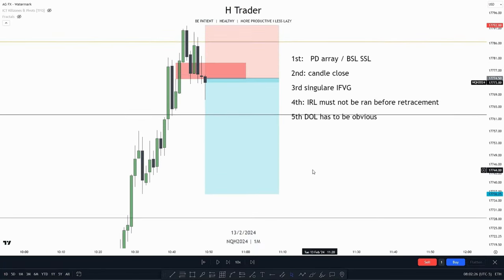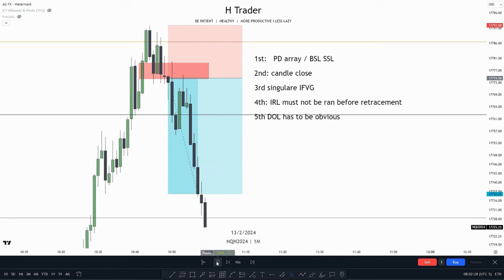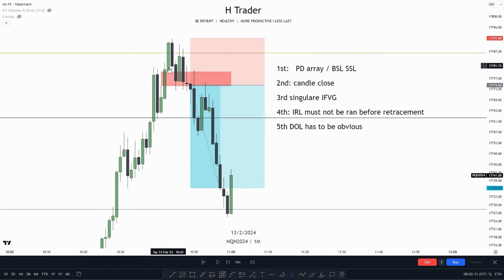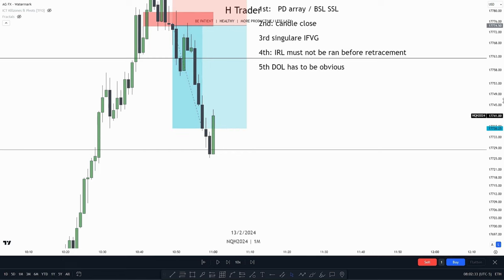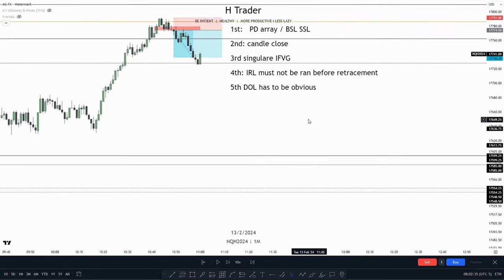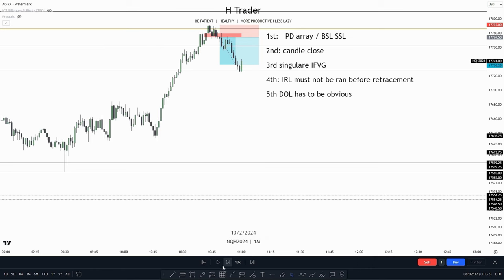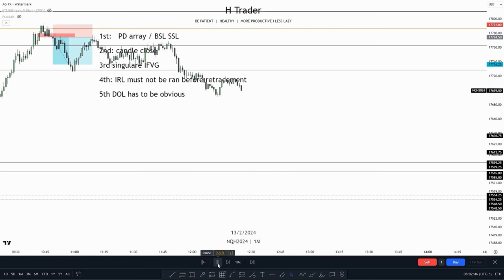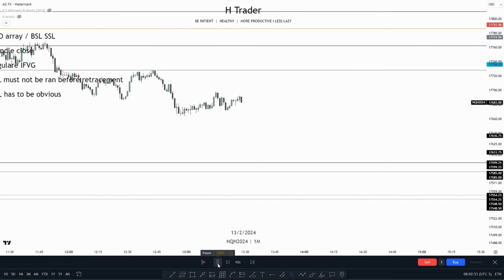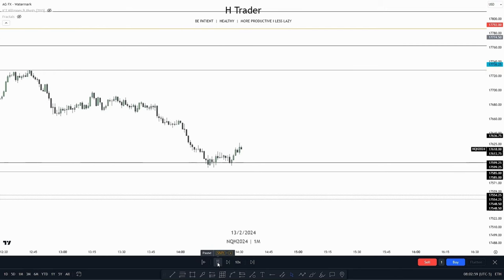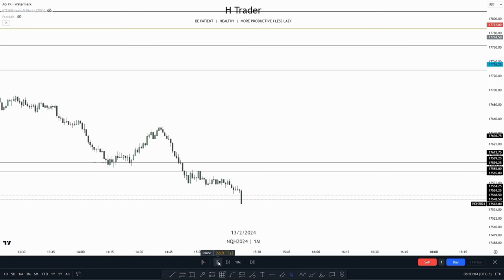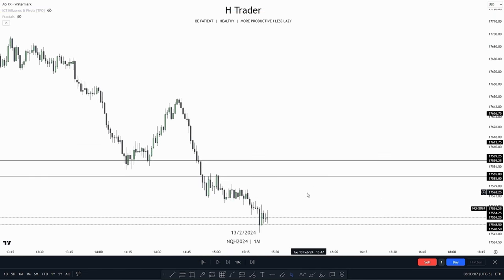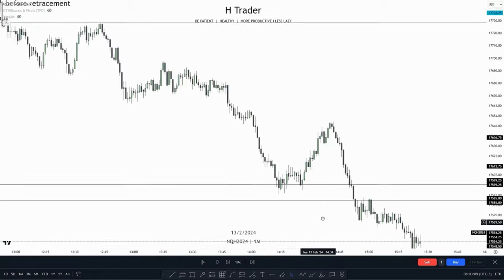So let's see if this would work. And right here, we see price makes the retracement and then takes out the intermediate term low. So let's see if price also can manage to take out the relative equal lows that we have all the way down here. It takes a while, but finally price takes out the relative equal lows.